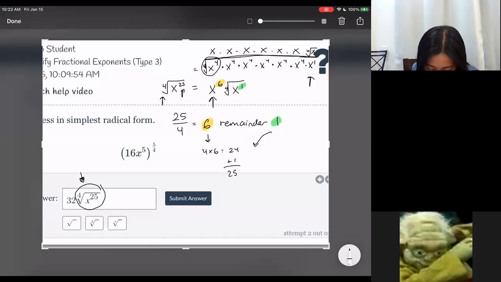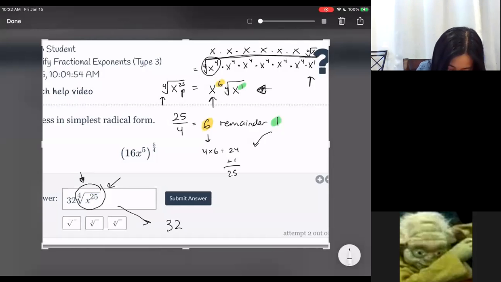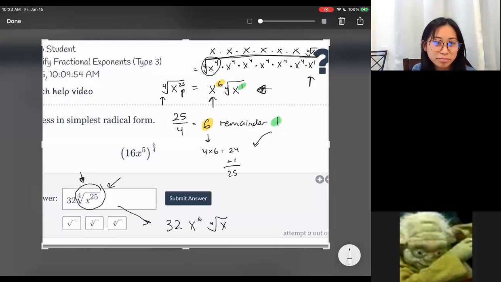So that led us to say that this was our final piece of this circle. This is the simplified version. So let me rewrite this. 32 was good. And then we have x to the power 6 times the fourth root of x. I don't have to write that as to the power of 1 because you don't have to write anything to the power of 1. You just leave it as is.